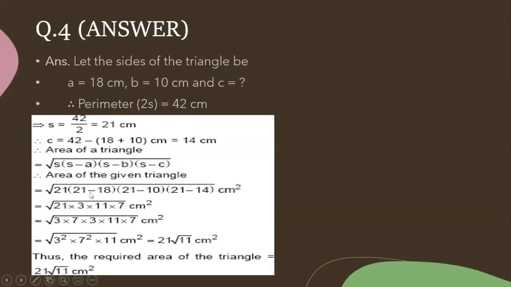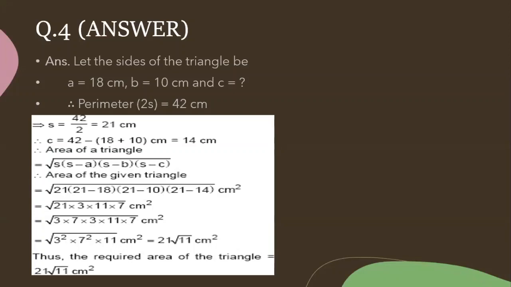Then S minus A is 21 minus 18. S minus B is 21 minus 10. And S minus C is 21 minus 14. So have you all got 21 root 11 centimeter square? Yes, ma'am. Anyone have doubt in the homework, children? No, ma'am.